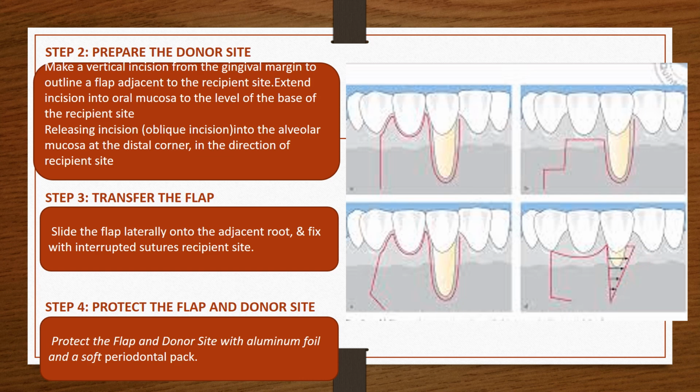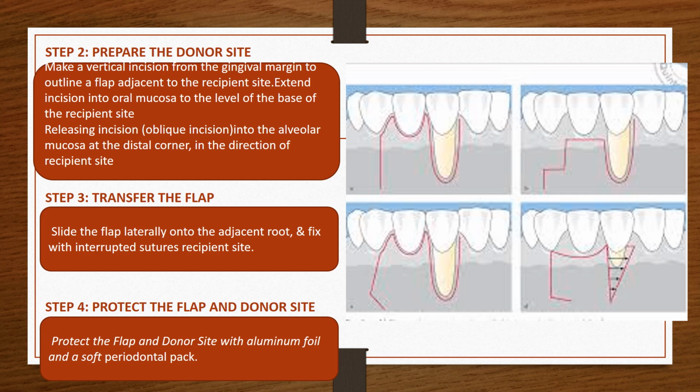Then we protect the flap and donor site with aluminum foil and a soft periodontal pack. Always, the periodontal tissue of the donor site should have a satisfactory width of attached gingiva without dehiscence or fenestration in the bone. That is more important. A full thickness or partial thickness flap may be used, but the partial thickness one is preferable. Partial thickness is more advantageous, otherwise there is a risk of loss of facial bone at the donor site. So we will avoid that and always prefer a partial thickness flap.